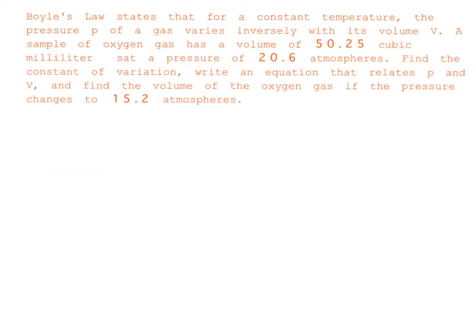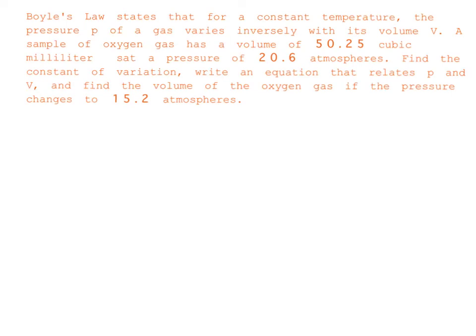The last example I have for you today is a word problem. It says, Boyle's law states that for a constant temperature, the pressure P of a gas varies inversely with its volume V. A sample of oxygen gas has a volume of 50.25 cubic milliliters at a pressure of 20.6 atmospheres. Find the constant of variation, write an equation that relates P and V, and find the volume of the oxygen gas if the pressure changes to 15.2 atmospheres.